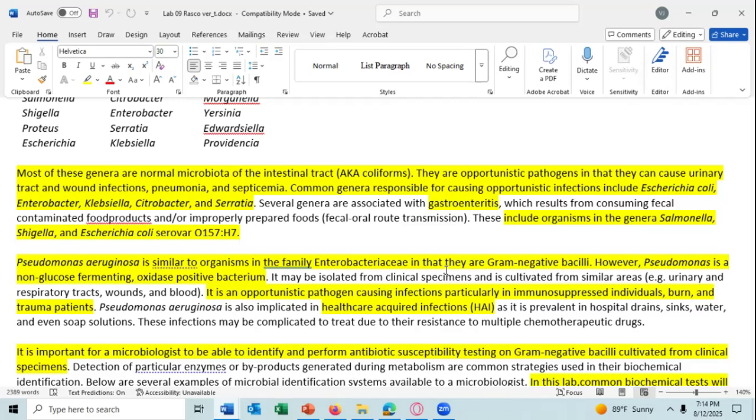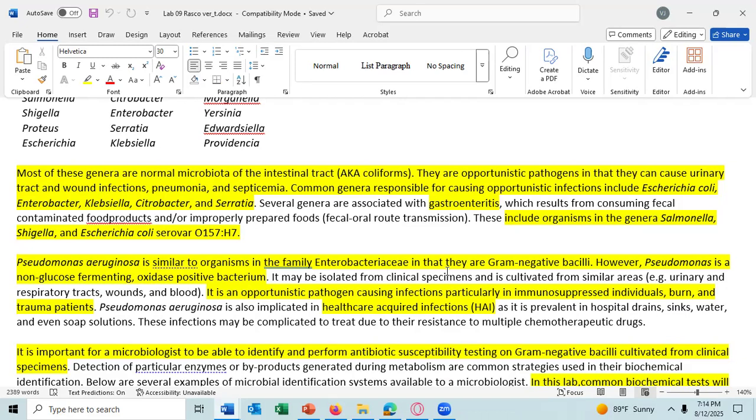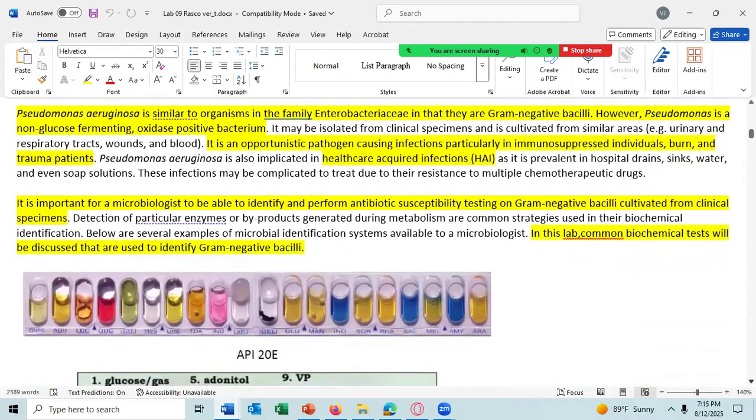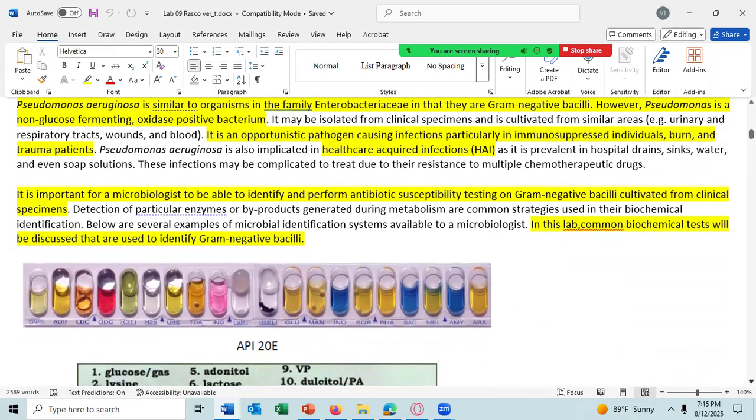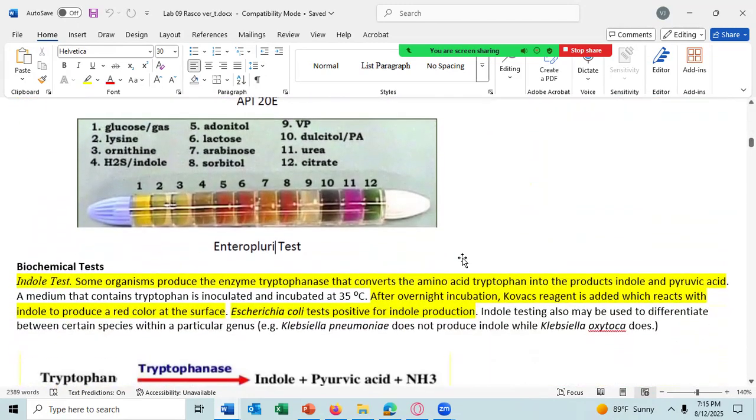It's important for microbiologists to be able to identify and perform antibiotic susceptibility testing on gram-negative bacilli cultivated from clinical specimens. In this lab, we're going to look at biochemical tests that will help you identify gram-negative bacilli. And here's a whole bunch of tests. We're not going to look at all of them. And there's one where you're doing all 12 tests at one time. We'll talk about the indole test.